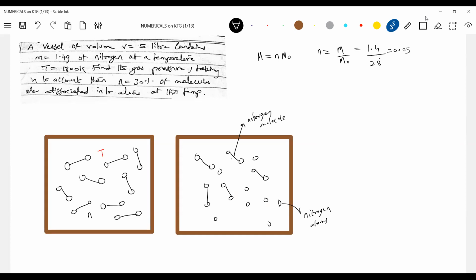The question asks for the final pressure. The pressure is due to diatomic gas molecules colliding with the wall, and also nitrogen atoms colliding with the wall. According to Dalton's law of partial pressure, the total pressure is the sum of the pressure due to the diatomic gas, P1, plus the pressure due to the atoms that have undergone dissociation, P2.